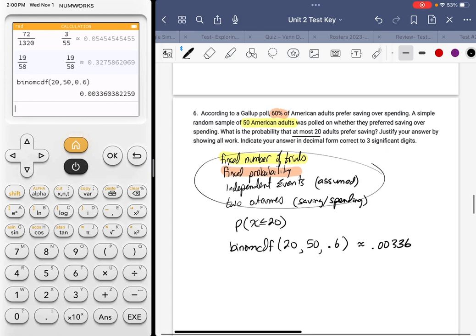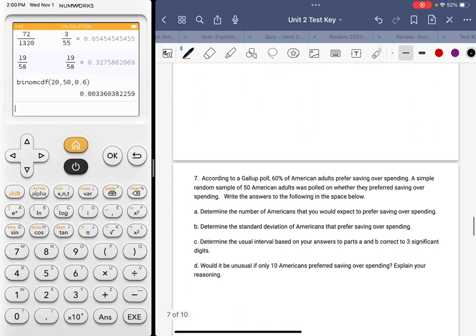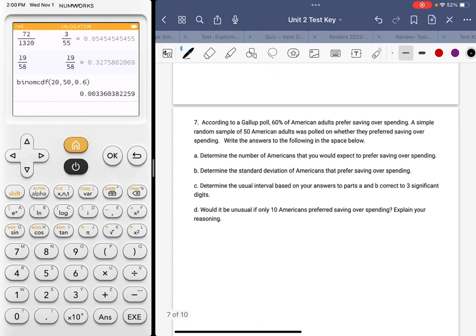All right, again, you don't have to write this. I just did that to indicate how I knew that I would use binom CDF. All right, similar question, or at least framework. Simple random sample of 50 American adults are polled as to whether or not they prefer saving over spending.